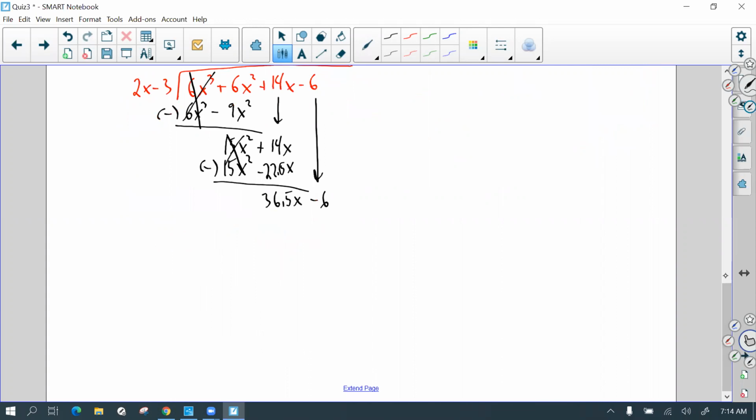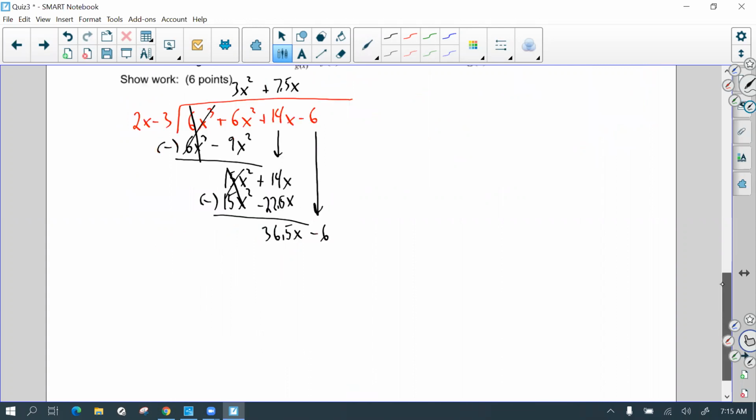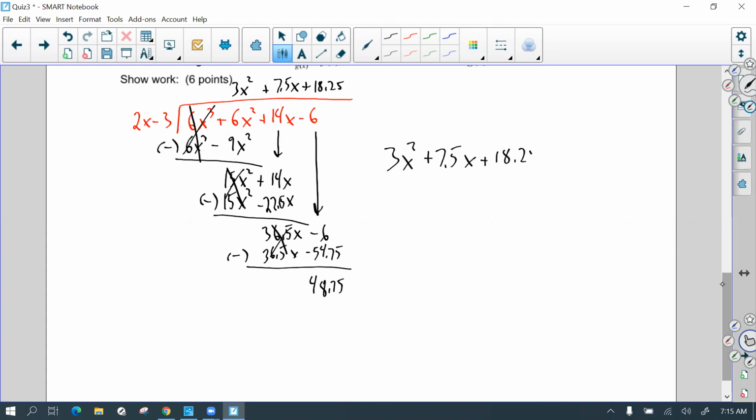And then you need to cancel out the 36.5, which means you need 18.25. 18.25 times 2 is 36.5. 18.25 times 3 is that. These cancel out. -6 minus -54 gives me this 48.75. So the final answer is 3x squared plus this plus the remainder over the divisor.